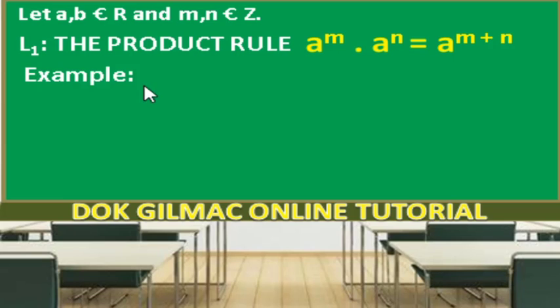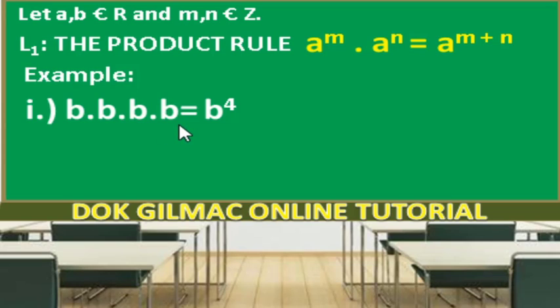Consider illustrative example number 1. b times b times b times b. You are multiplying the same base up to the 4th power. So simply we have b raised to 4. It is simply a repeated multiplication of the same factor. Okay, so that is just equal to b raised to 4. So take note of that.